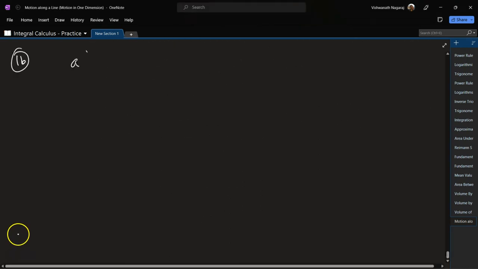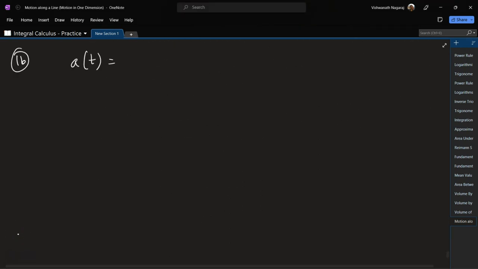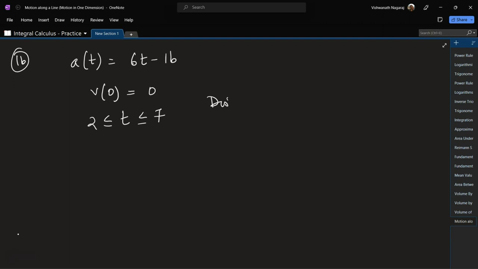16th one, acceleration is given in terms of 60 minus 16. We are given that velocity at 0 time is 0, and we have to figure out the displacement and distance in the interval 2 to 7. Okay, so we have to figure out the displacement and distance. Okay, so we know we require v of t.